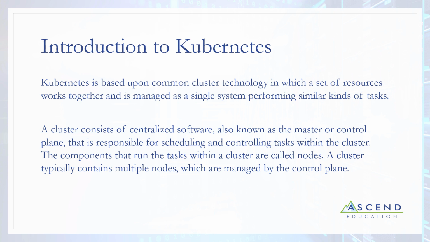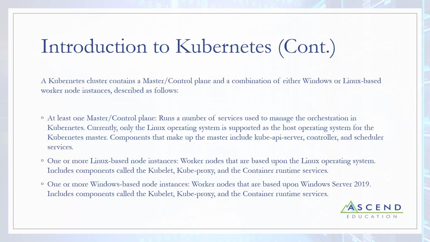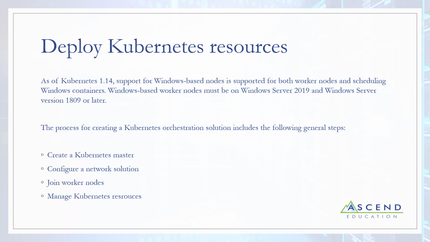It's got the centralized software for the master control, and it's responsible for scheduling and controlling all the tasks within the cluster. You have to have at least one master controller, and it runs a lot of different services that run this orchestration or automation. And currently only Linux is supported as the host operating system, which is why you're going to have a Linux portion on your server. So to set up Kubernetes to work in your location, you've got to create the master, configure the networking, join the worker nodes, which are just basically the servers that are running the containers, and then manage the Kubernetes resources.